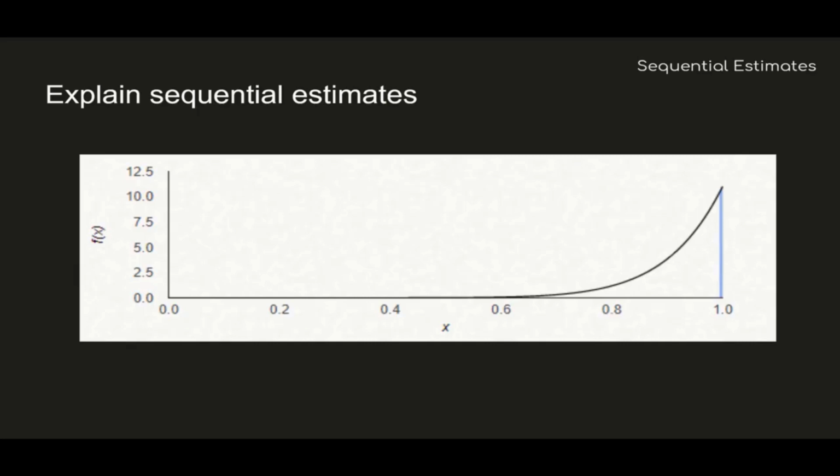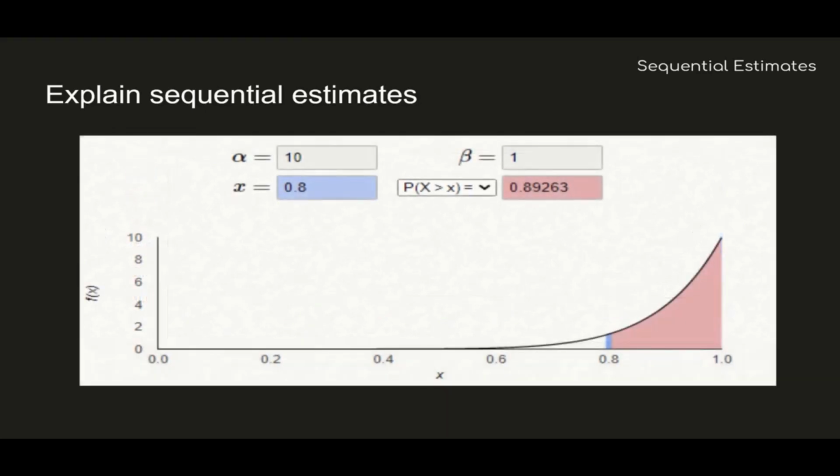So just to make it clear, for example, considering this new distribution we predicted, we can see that the probability of the value of our parameter being higher than 0.8 is actually almost 90%.